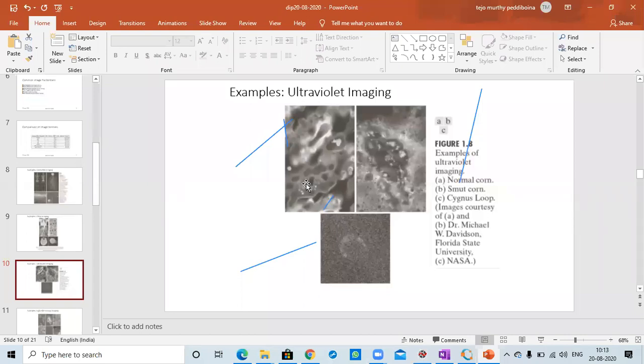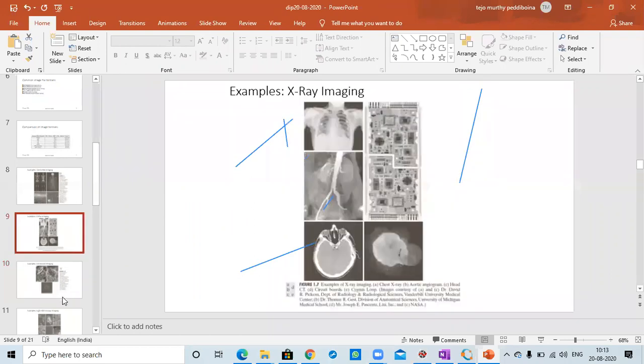to form the masks. And in a similar way here also, sometimes we use ultraviolet rays to identify any type of fungus present in our agriculture products like corns, etc. So this is also one of the applications of image processing.